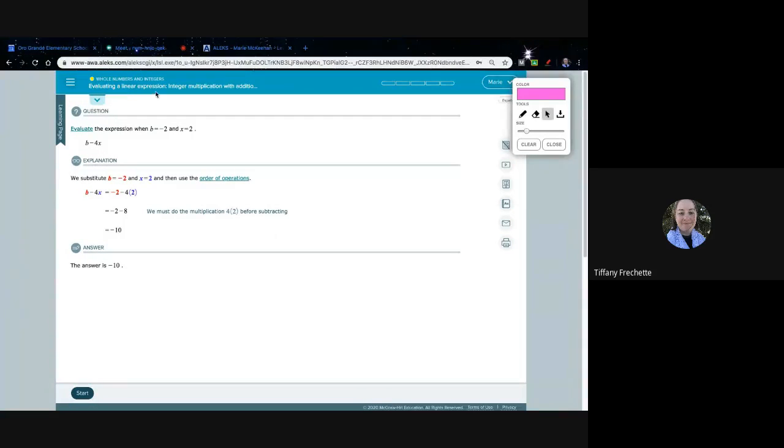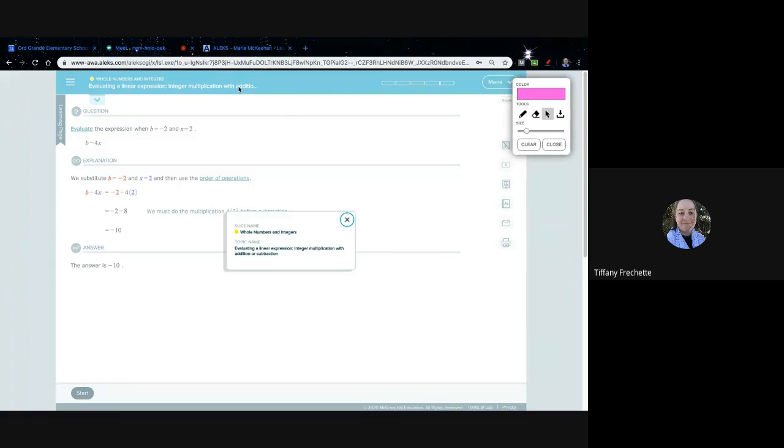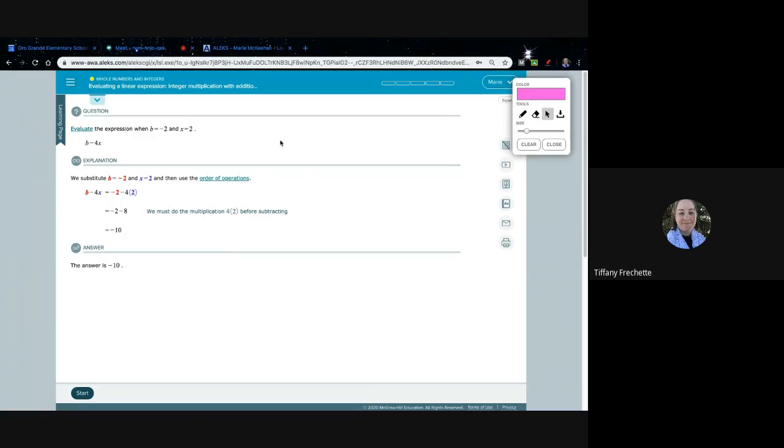Evaluating a linear expression, integer multiplication with addition or subtraction. So it's kind of a long title there, but with this one, we're given an expression. The difference between an expression and an equation is that there is no equal sign in an expression. It's just one side, basically, of an equation.